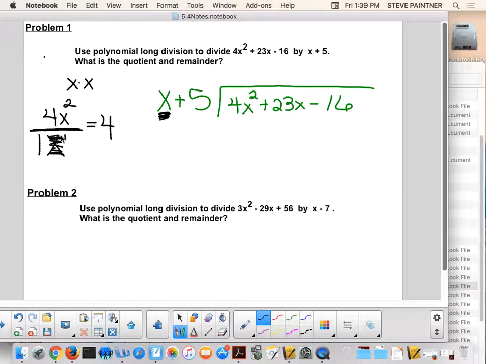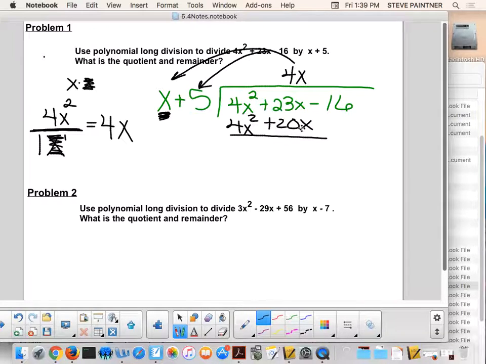So really this just cancels with this. What's left? X. It's 4x. Put the 4x here, above the x term, the 23x. Multiply here, here. You get what? 4x squared plus 20x. Gotcha.